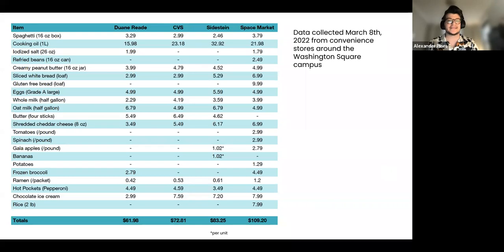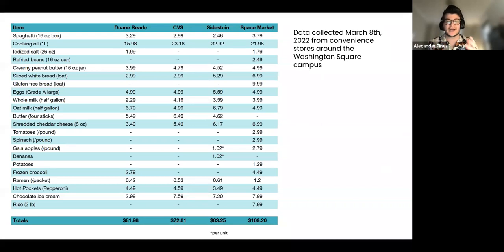I took off meat and things like that. So here we've got the Duane Reade on 4th and Broadway, the CVS in Astor Place, and then Sidestein on campus, as well as Space Market, which is also right on campus. And for certain things, we've also done some math to make the portion size the same. So like for cooking oil at Sidestein, for example, they didn't have a 1 liter size. They had, I think, a 250 milliliter size. So we just took the price for that and multiplied it by 4. So that's why some of these numbers may look a little odd.